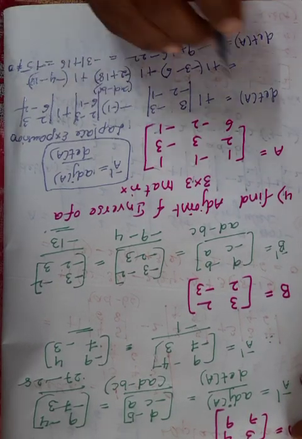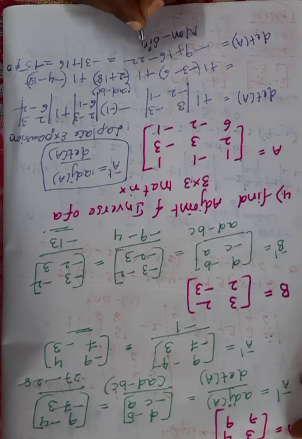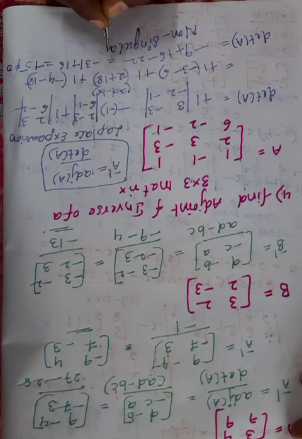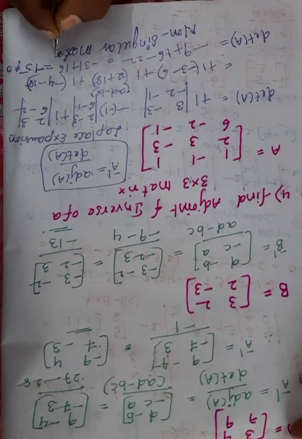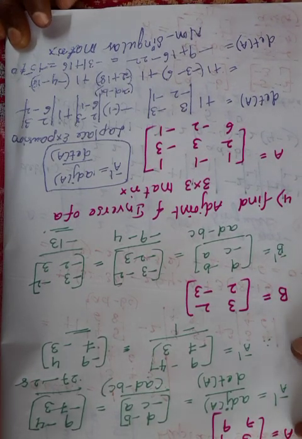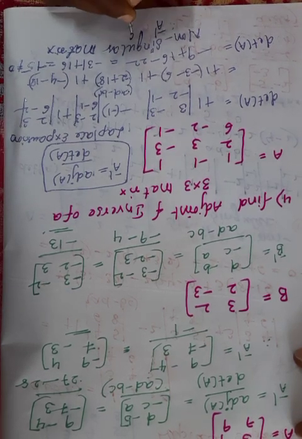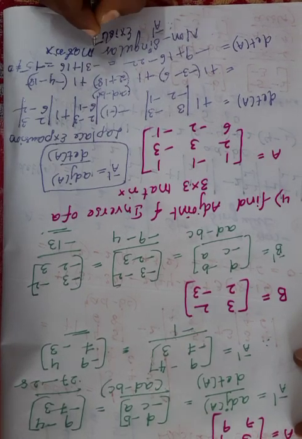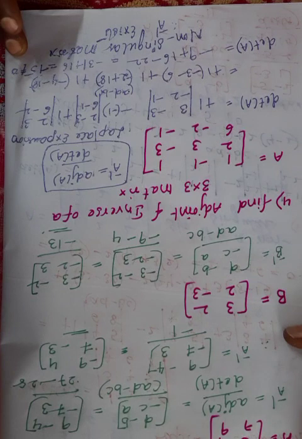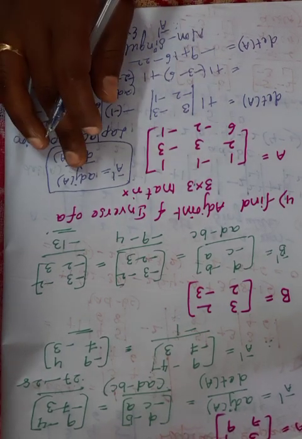Then we should call that matrix A a non-singular matrix. Since the det value is not equal to 0, we call that matrix a non-singular matrix. For every non-singular matrix, there exists an inverse. Therefore, A inverse exists. So like this you have to find the det value in order to find whether the inverse of a given matrix exists or not. Then after that we have to find the adjoint of A.